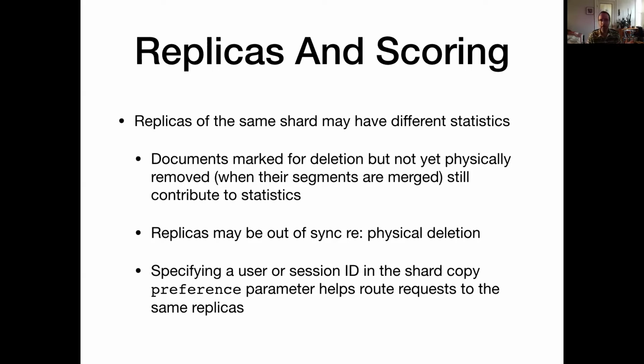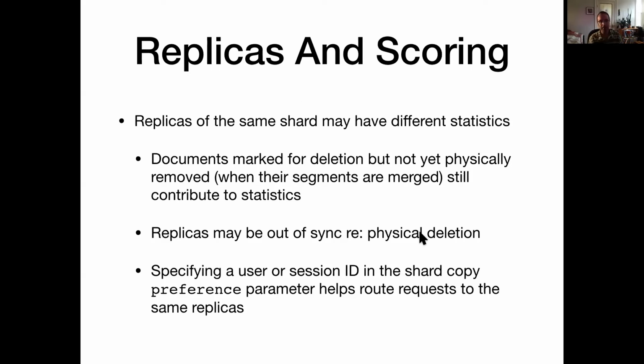It turns out that documents that are marked for deletion, but not yet physically deleted, still contribute to term statistics. So if I have a document containing the term orange and I delete that document, there's a period of time where that occurrence of orange still contributes to the document frequency for the term orange, even though the document's been marked for deletion. And it's only when that document is physically deleted that the document frequency for orange would go down.